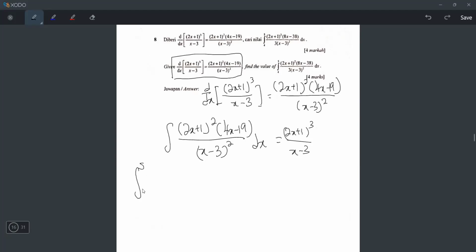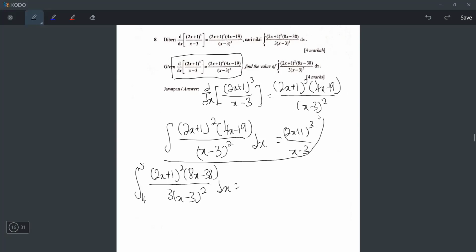Integrate from 5 to 4 of (2x plus 1) squared times (8x minus 38) over 3(x minus 3) squared dx. You don't have to integrate it yourself. Just use this information. It's impossible if you integrate it yourself.